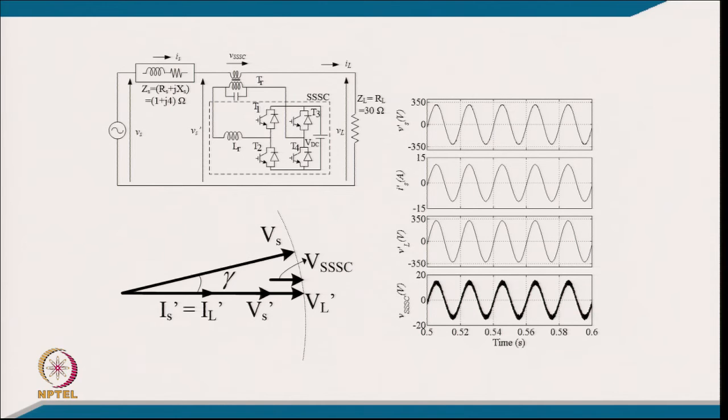So, this is the voltage at the PCC, this is the load current, this is the load voltage after the compensation, and that is the injected voltage.